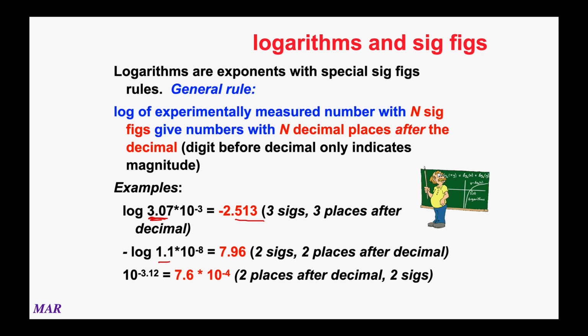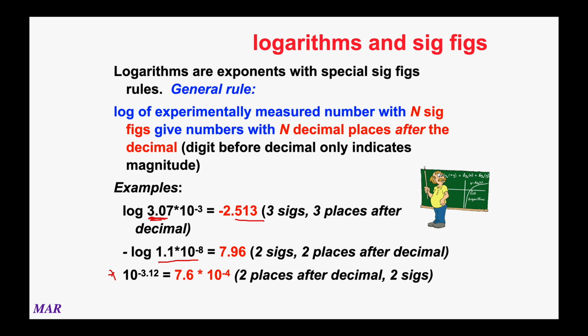Log of 1.1 times 10 to the minus 8, that's a 2 sig fig number again. So we would have 2 digits past the decimal. So that would be 7.96. Now look, it looks like you're going from 2 sig figs to 3 sig figs, 7.96. But in this logarithm world, the 7 just tells you the power of 10 to use. So scientists then don't look at that number for sig figs. We would look at the 0.96. And this definitely becomes important if you do an anti-log, an anti-natural log, or an anti-base 10 log.